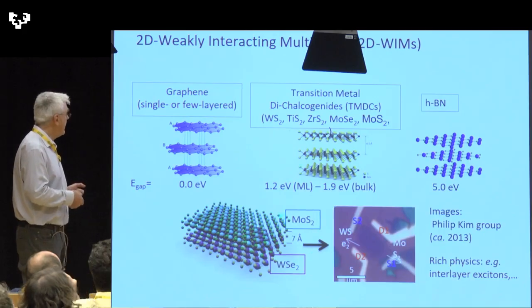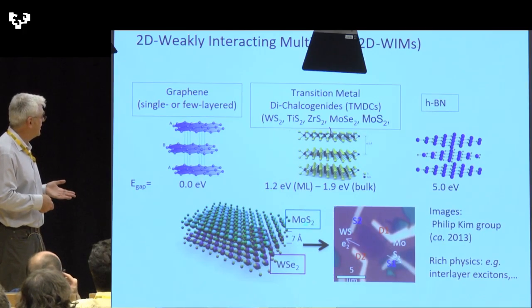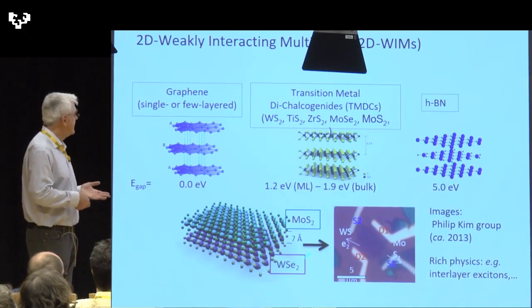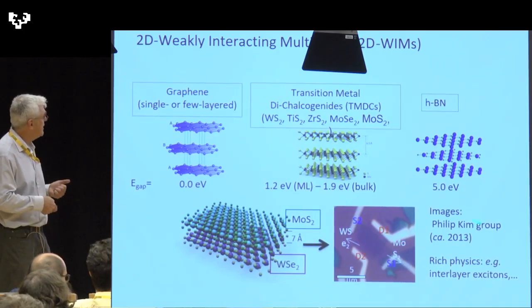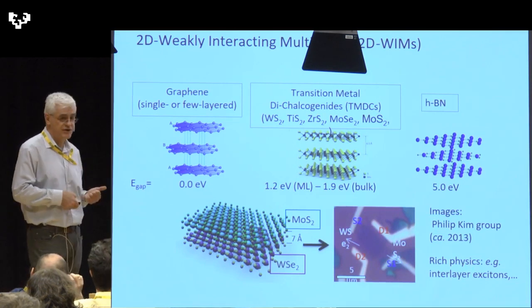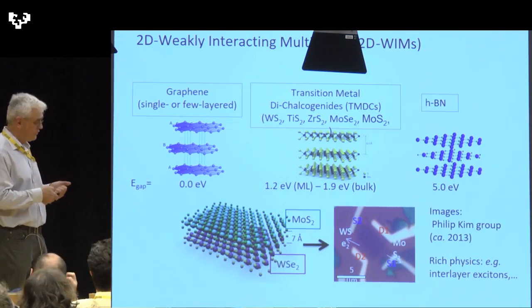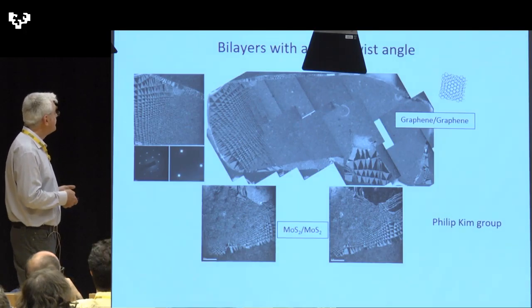People have been able to put different layers on top of each other, as suggested here by molybdenum disulfide on top of tungsten diselenide, and you can barely see these here, but in early experiments about 2013, Philip Kim's group was already reporting how they would make contacts with these and make devices out of them and explore the rich physics of these structures, including interlayer excitons and many other interesting phenomena.